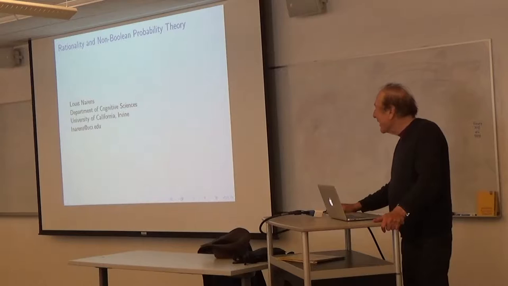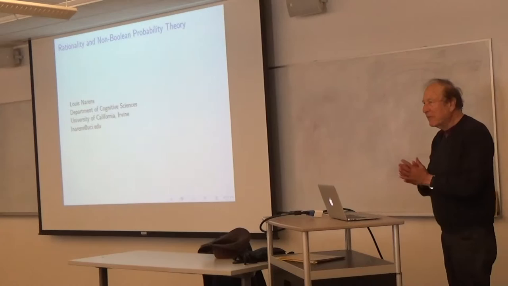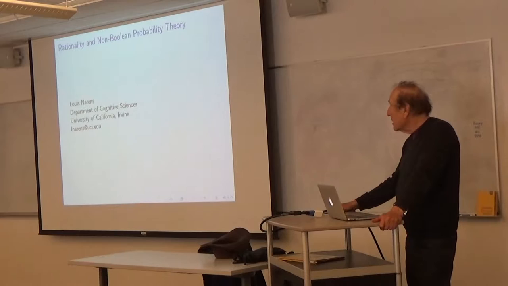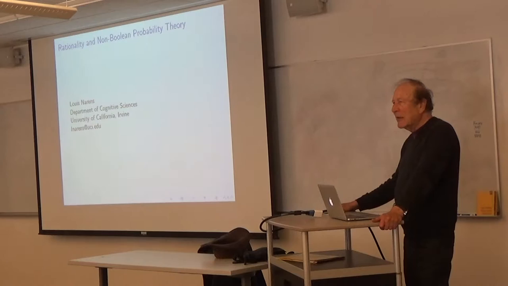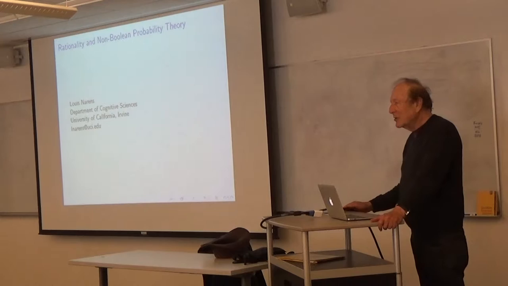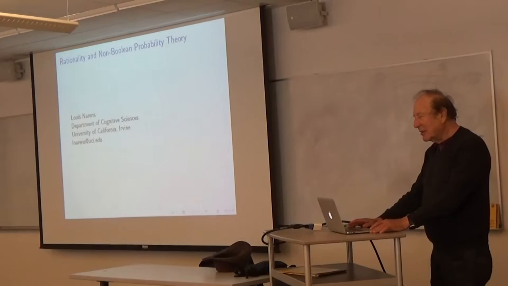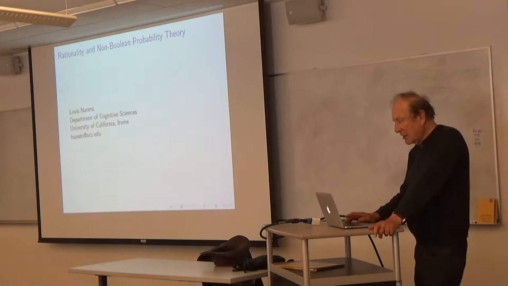But I've been involved with various sorts of mathematical applications in decision theory and other areas, and saw some potential for looking at non-Boolean algebras and quantum-like algebras. And I started to read about quantum-like algebras maybe a year and a half, 2 years ago. So I'm relatively new to the area. So I'll talk about rationality and its relationship to quantum-like algebras and other ones.